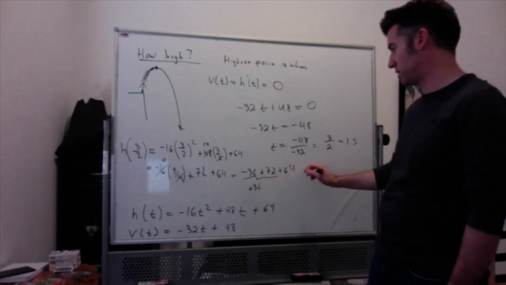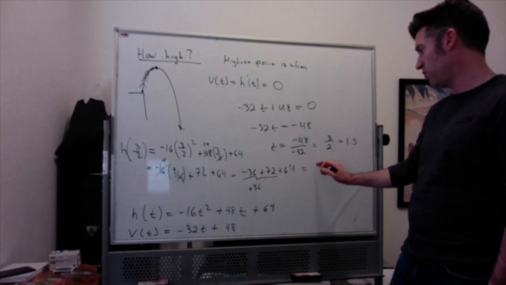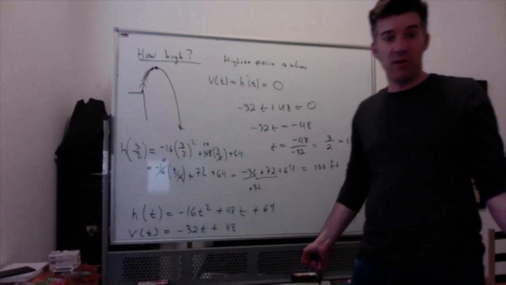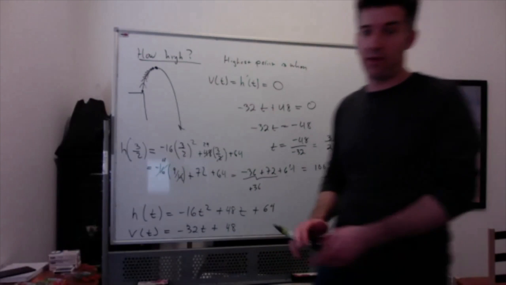Positive 36 plus 64 is going to be 100. So that's how high the ball goes, 100 feet off the ground.